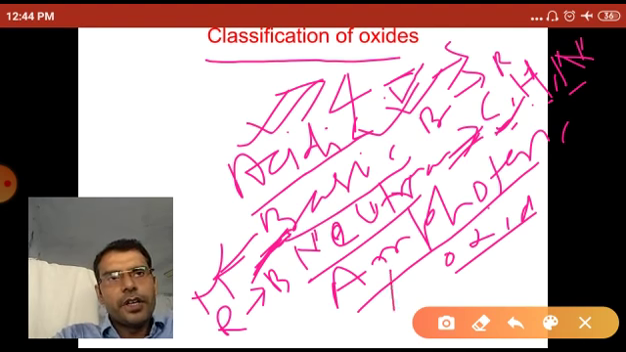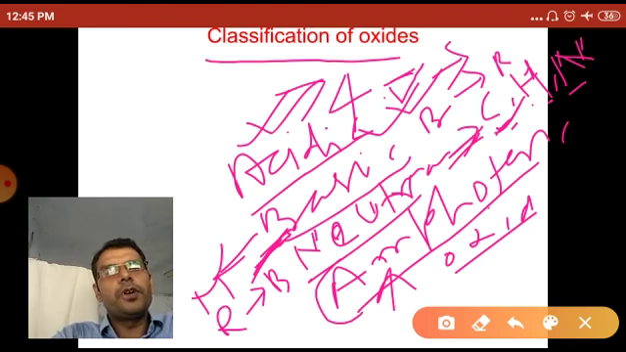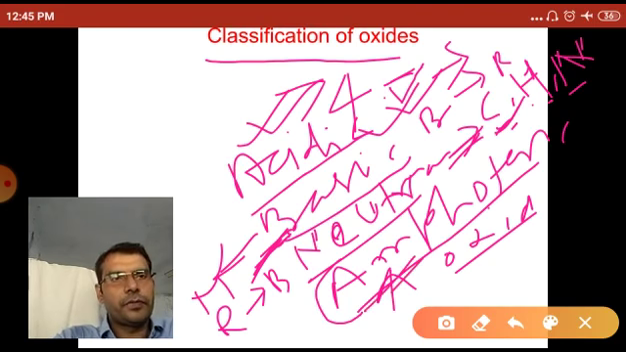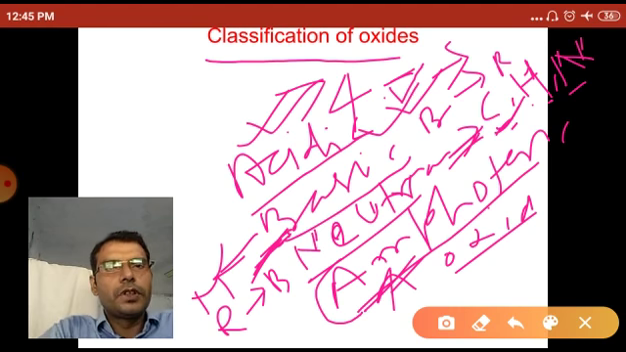Now next, the amphoteric oxide. Some metal oxides such as zinc, aluminum, lead have the property to react with acids as well as bases. So zinc oxide, lead oxide, and aluminum oxide are called the amphoteric oxides. Let's see all the oxides one by one.